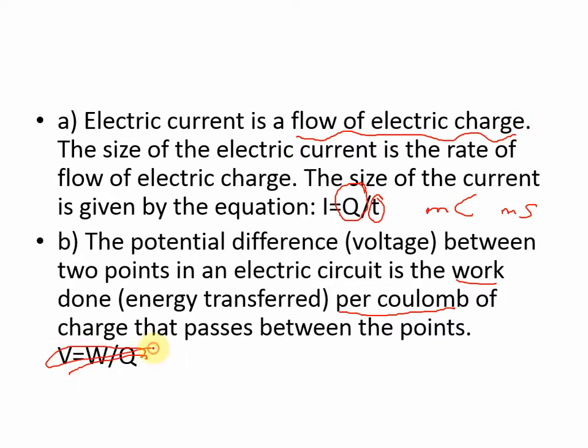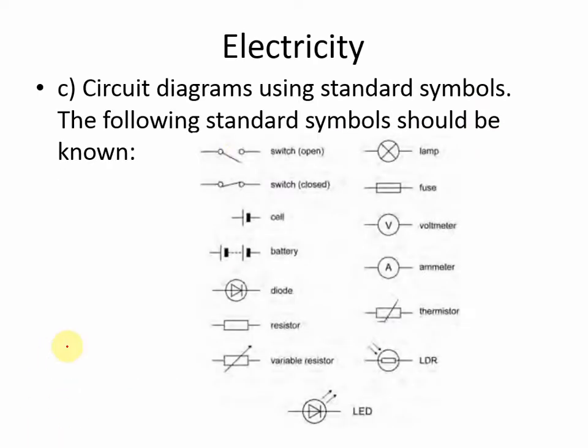Oops, I circled that equation there, not very well. Okay, so some circuit symbols that you need to know. You need to know these well. So that's a switch, that's an open switch, a closed switch. There's a cell, that's one by itself. Remember, lots of cells together make a battery.